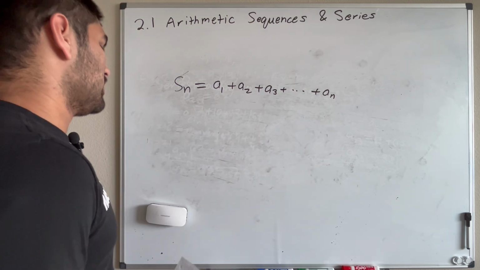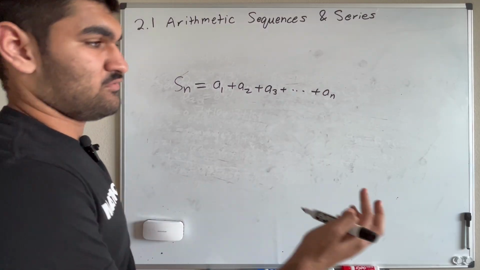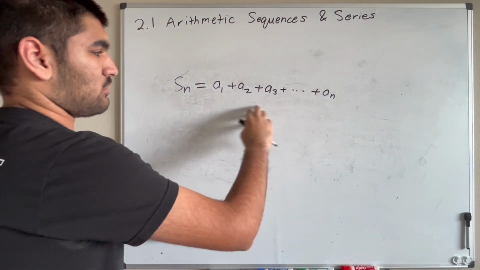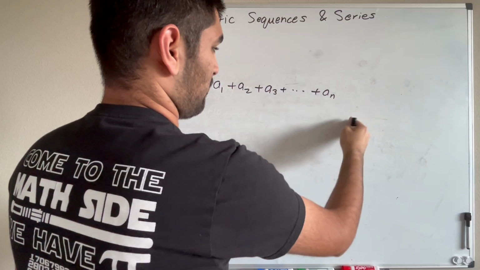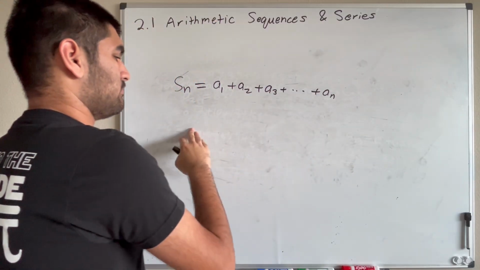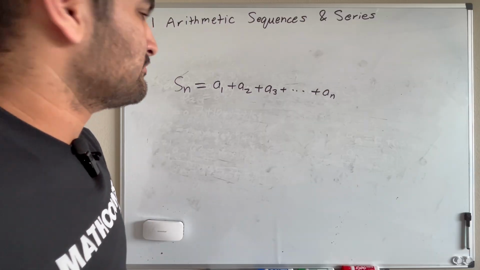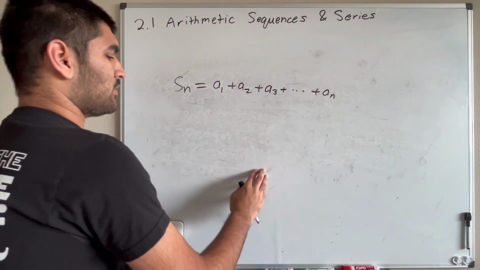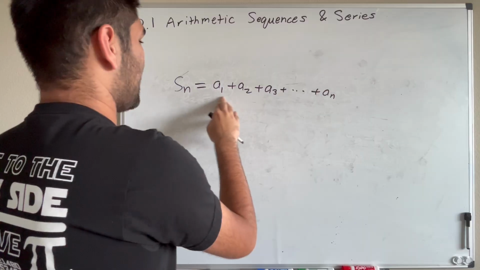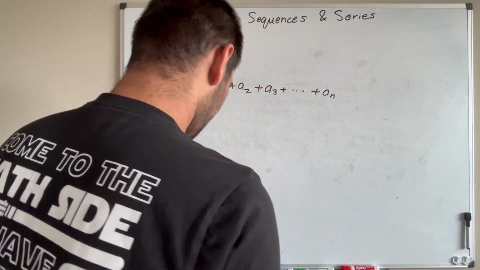So converge and diverge is mainly used when we're dealing with infinite series, because all finite series will converge, right? Because they're going to terminate at some point. So you're going to end up with some value. But when we're dealing with infinite series, that's when we have to see whether it converges or diverges. Okay. But anyway, an arithmetic series is just adding up the terms of an arithmetic sequence.